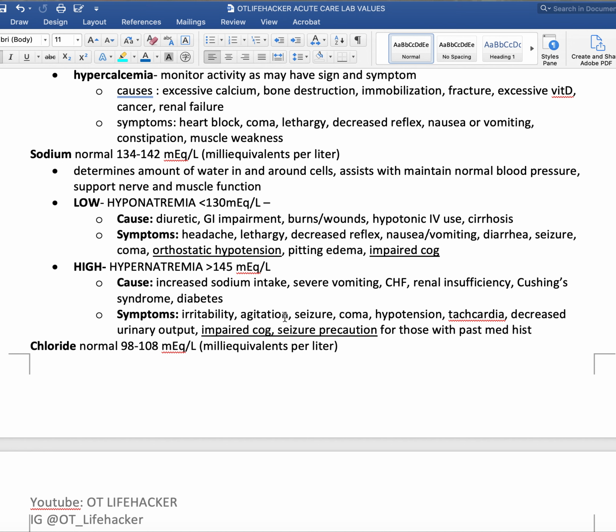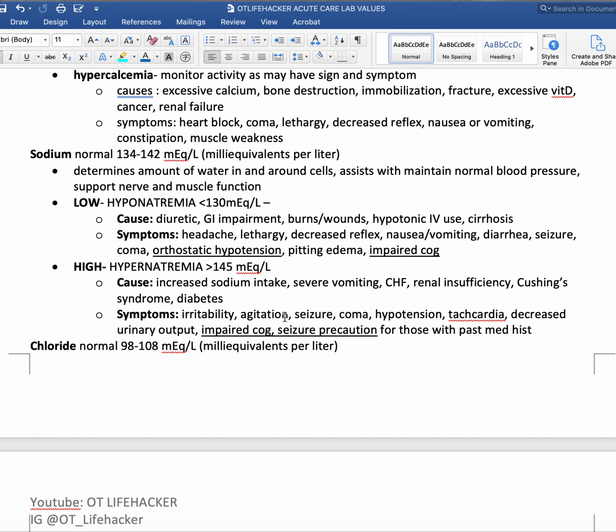Symptoms can be headache, lethargy, decreased reflex, nausea, vomiting, diarrhea, seizure, coma, orthostatic hypotension, pitting edema, and impaired cognition. High sodium is called hypernatremia, and that is above 145. Some causes can be increased sodium intake, severe vomiting, congestive heart failure, renal insufficiency, Cushing syndrome, and diabetes.